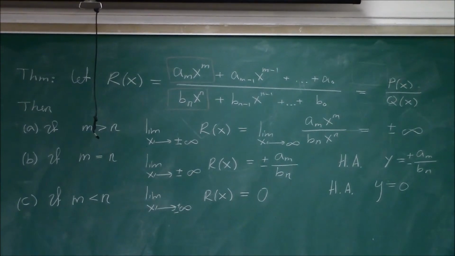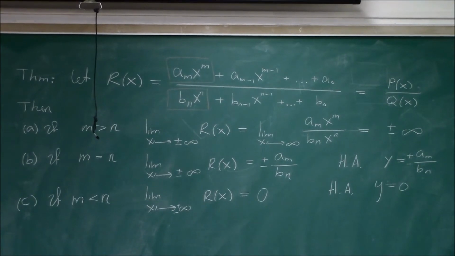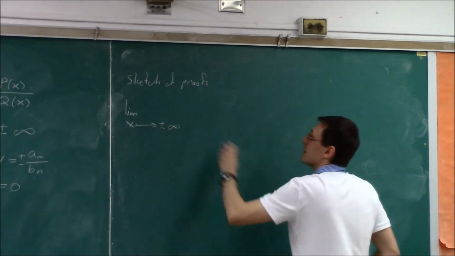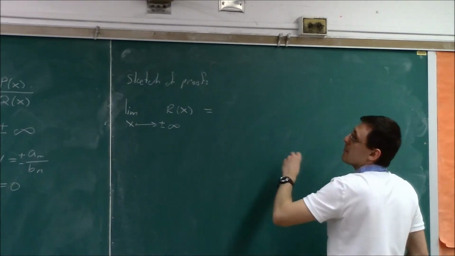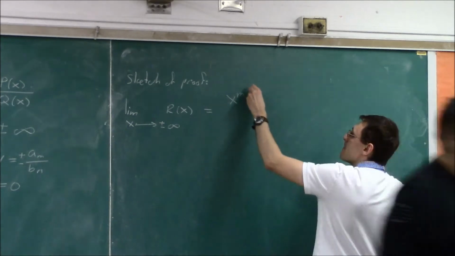So, sketch of the proof. Really that happens because of that tedious procedure. As x goes to either plus or minus infinity of R(x), I am always able to factor out the leading term, namely x to the m.